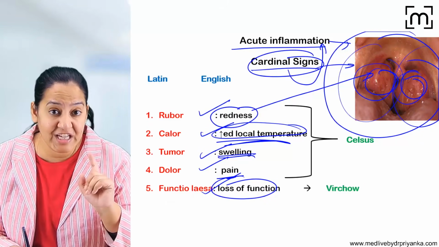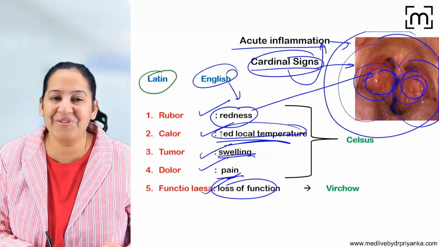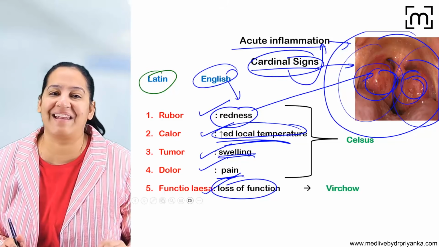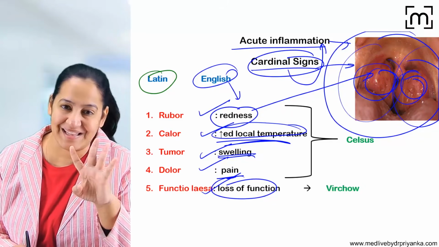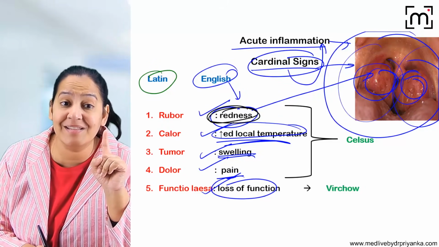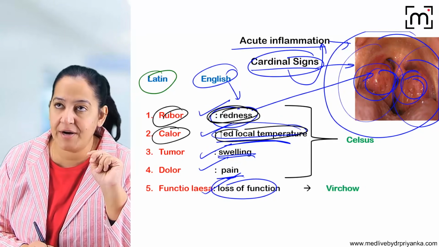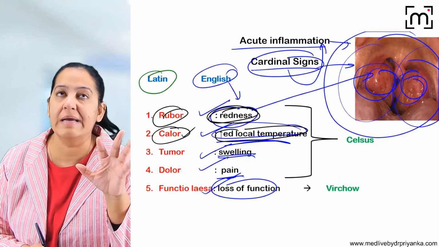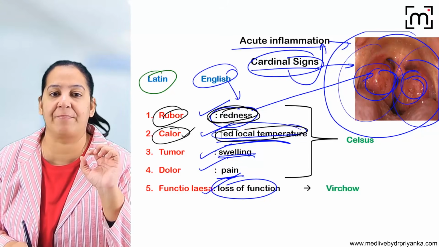Now, this is the English language I taught you. Do you know Latin? How many of you know Latin? I don't know Latin, but the examiner wants you to learn the 5 cardinal signs in Latin. I don't know why, but you have to learn them in Latin. So if you don't know Latin, just learn it. Redness in Latin is known as rubor. Increased temperature is known as calor. Have you heard about the instrument calorimeter? Calorimeter is derived from this word, and it is used to measure the temperature. So the word is calor, increased temperature.